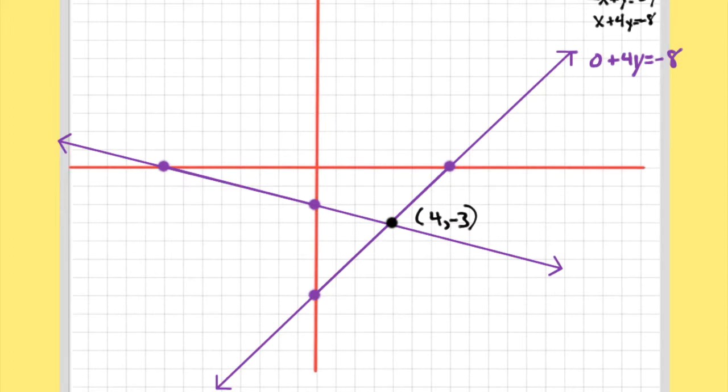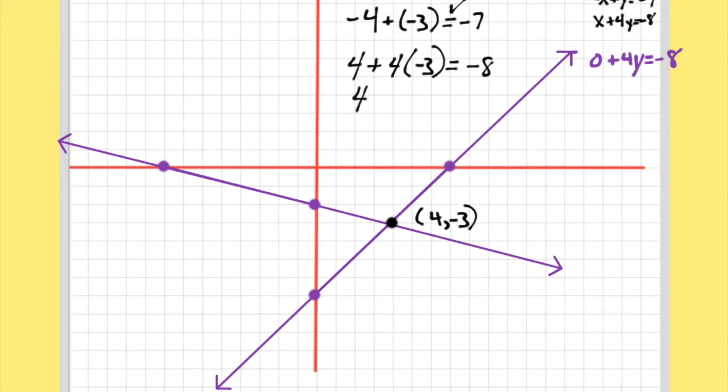So we plug in x in the first equation as 4 and -3 for y. Does that equal -7? Yes. The second equation, we plug in 4 for x, -3 for y. Does that equal -8? That's 4 and -12. That does equal -8. So 4 and -3 works in both equations, so that's our solution.